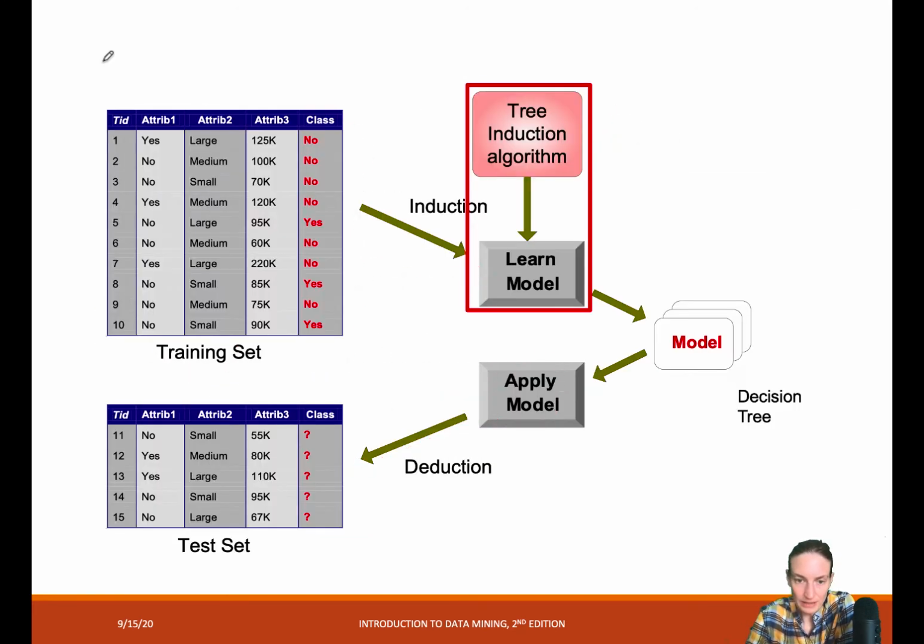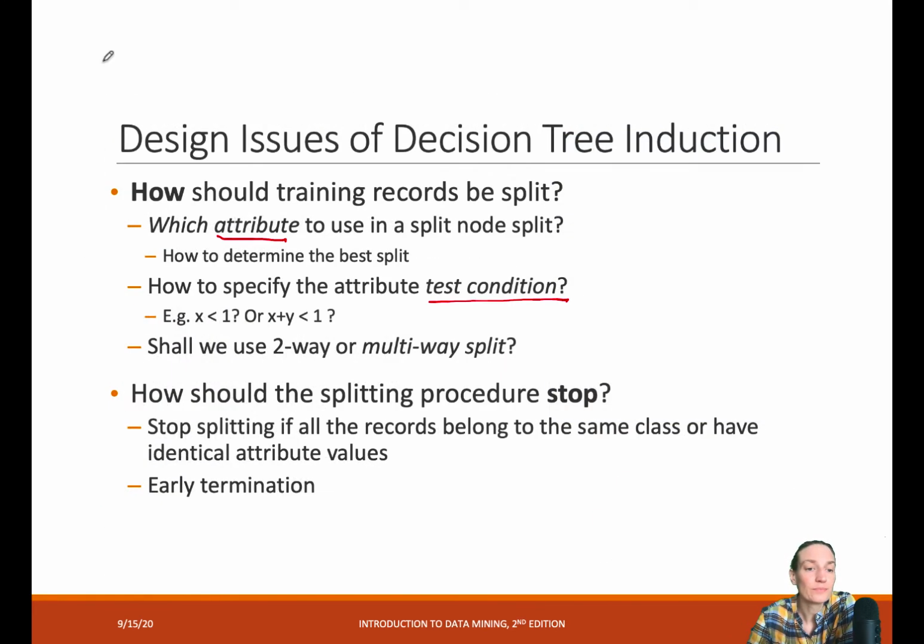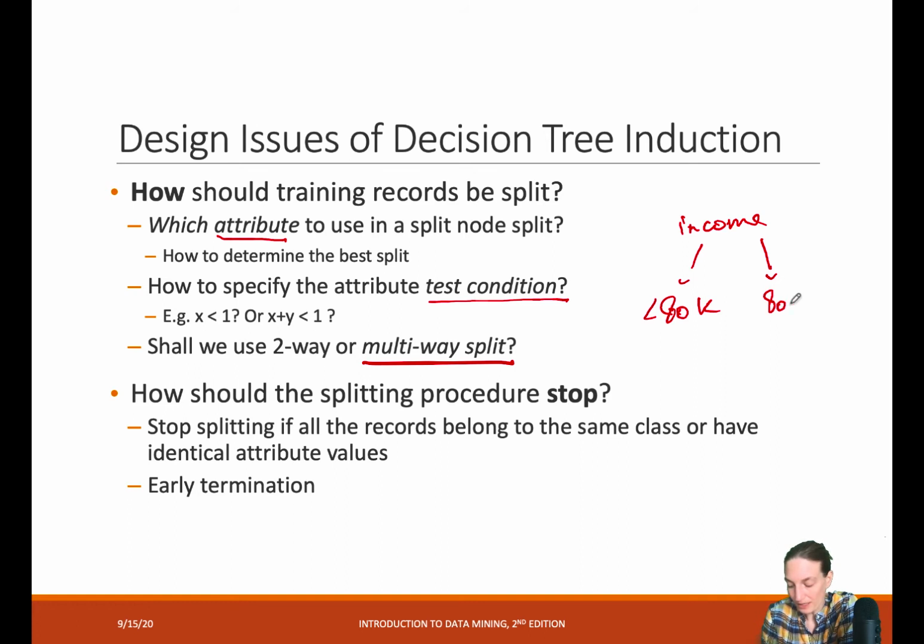All right, let's go back. There's a third condition that sometimes we have to look at. Do we use a multi-way split? In the case of the income, for instance, we could split it into lower than 80K, between 80 and 100K, or more than 100K. That would be a multi-way split. Not all trees have this.